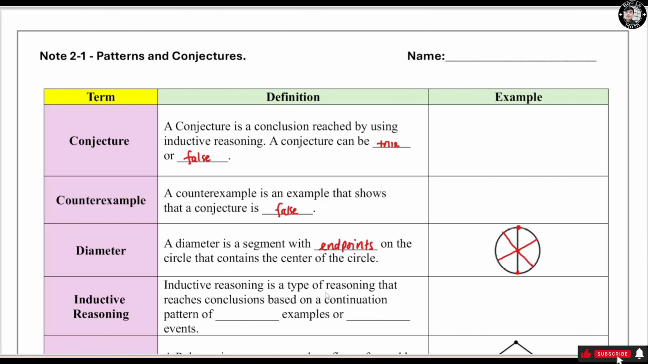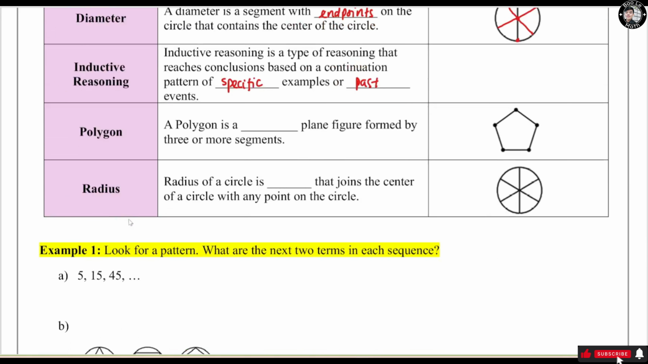Inductive reasoning is a type of reasoning that reaches conclusions based on a continuation pattern of specific examples or past events. A polygon is a closed plane figure formed by three or more segments. Alright, here's the example of the polygon.